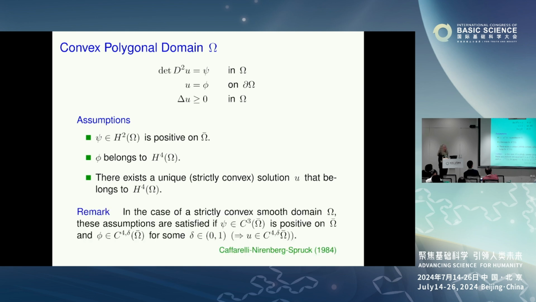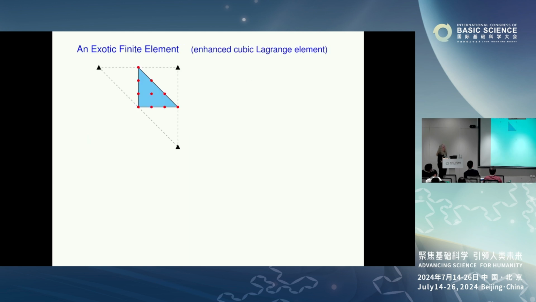So let me point out that in the case of a strictly convex smooth solution, we can remove the third assumption, provided that psi and phi are sufficiently smooth, but it's easier to explain the ideas behind our method in the case of a convex polygonal domain. So we need to enforce this constraint, and we can do this by using an exotic finite element, which I will call the enhanced cubic Lagrange element.